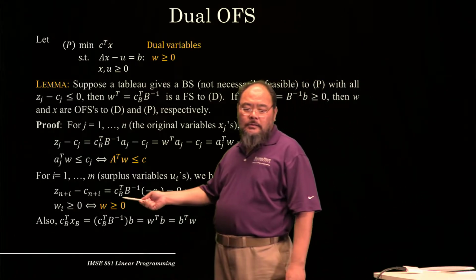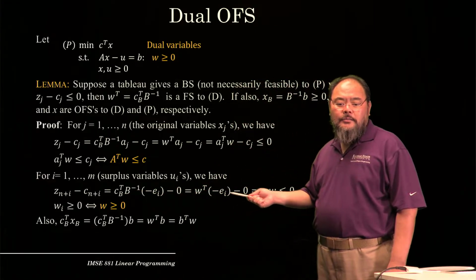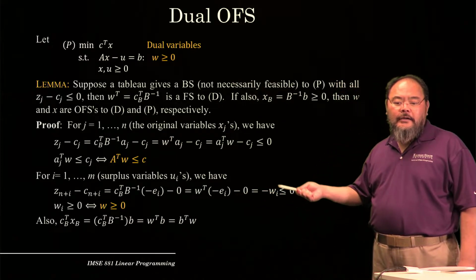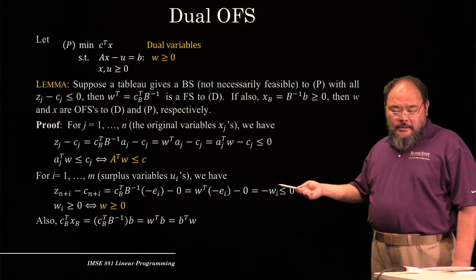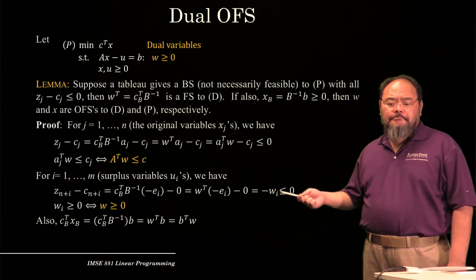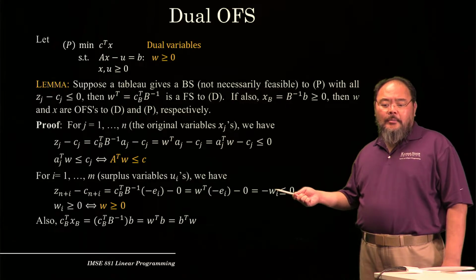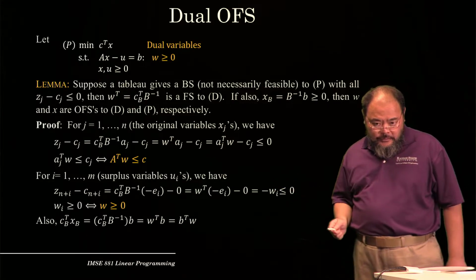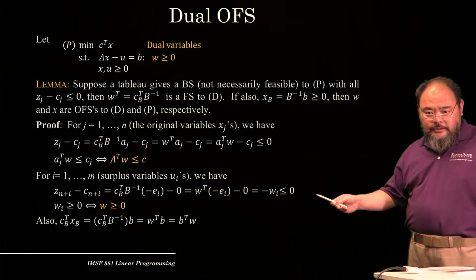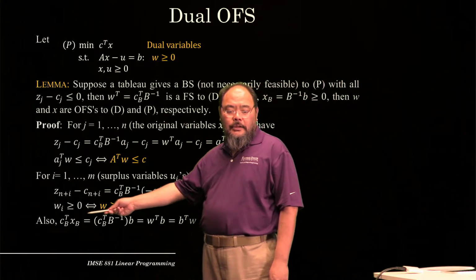And CB transpose times B inverse, we know that equals omega, so it equals omega transpose times negative ei, and minus 0. So therefore it equals negative omega i. So you understand from the previous tableau, we know that the row 0 on that simplex tableau equals the negative of the dual solution. Take a look. If this is less than 0, negative omega i less than or equal to 0, of course omega i is greater than 0.